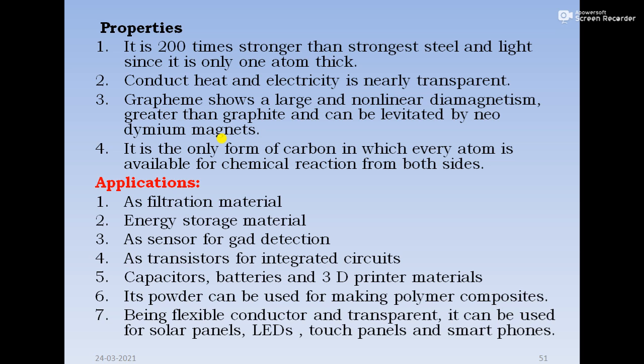The sixth one, its powder can be used for making polymer composites. And last, being a flexible and transparent conductor, it can be used for solar panels, LEDs, touch panels, and smartphones. So these are the applications of graphene. Thank you.